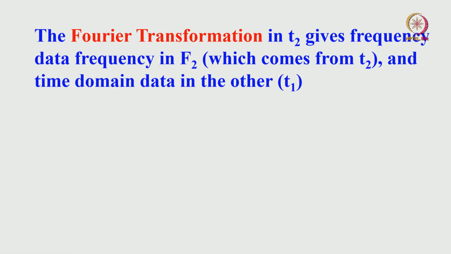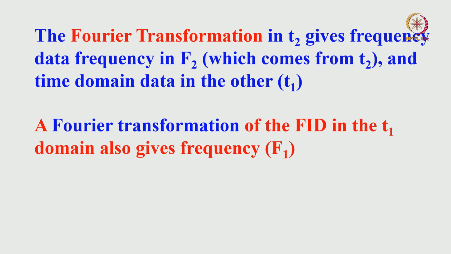Now we will do the Fourier transformation in the T2 domain. What do you get? We get frequency data, because we are collecting a signal at a fixed time period, that is called the T2 period, and I collect it, and there is also data in the other time domain. I collect the data in the frequency F2 domain, which comes from the T2 period, and also time domain data in the other T1 period.